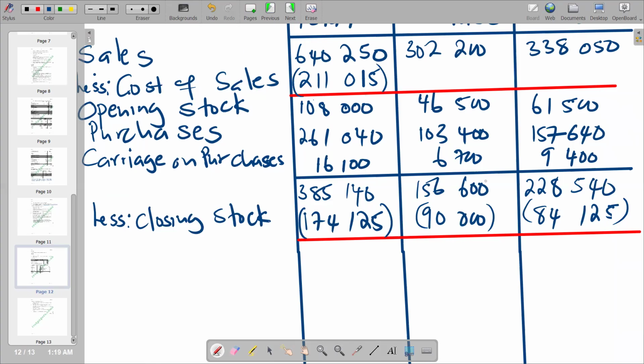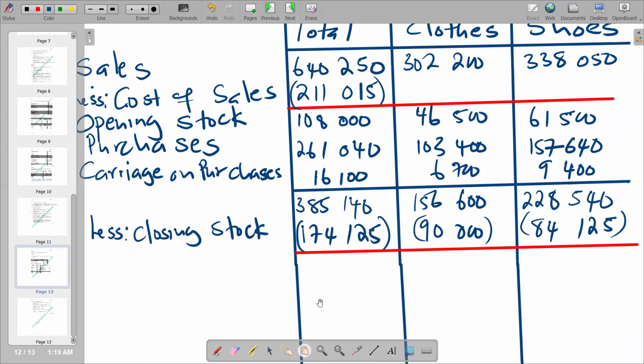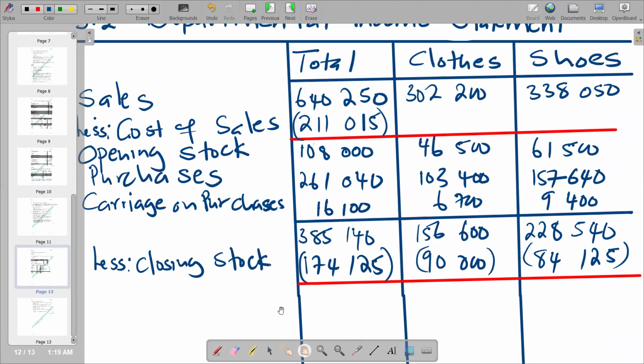So we do the same thing for the next department, which is the clothes, whereby we say 156,600 minus 90,000. Then your answer is 66,600. And for cost of sales we subtract again. Here again, 228,540 minus 84,125. Then your answer comes here as our cost of sales, which is going to be 144,450.